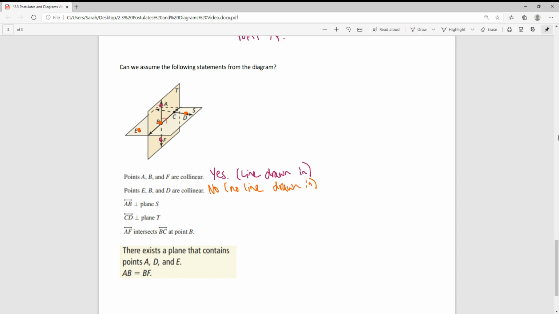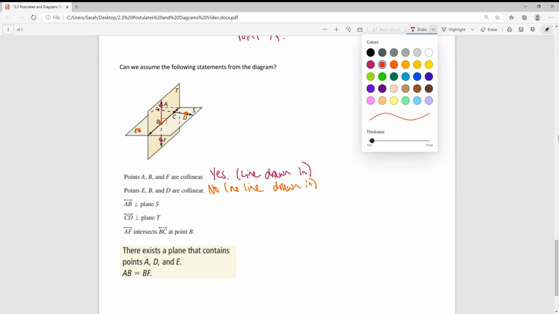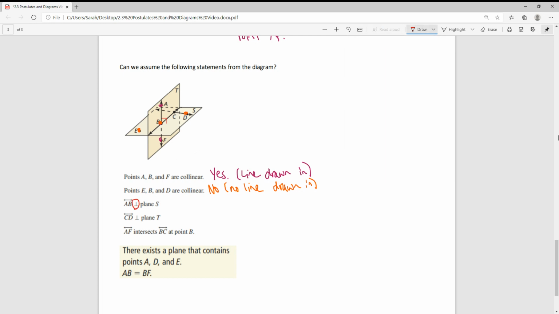All right. The next one, remember that this sign means perpendicular. And so they are saying line AB is perpendicular to plane S. Perpendicular means they meet at a right angle. So can we say that? Here's line AB and then plane S, and I do have that right angle little box drawn in. So since I have that right angle box drawn in, I can say yes, because that right angle is drawn in.